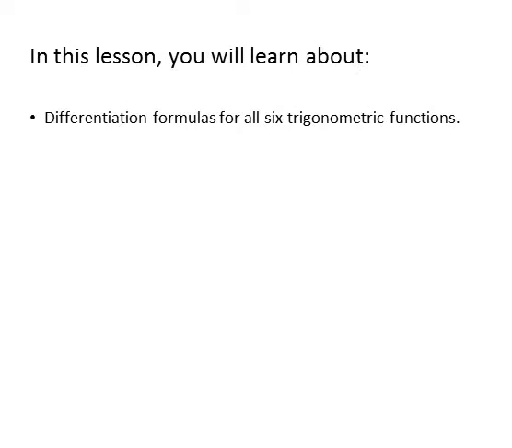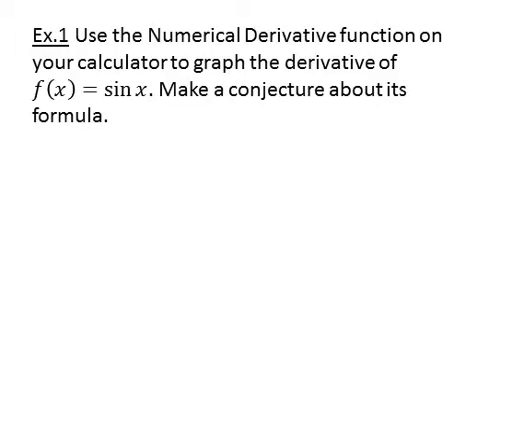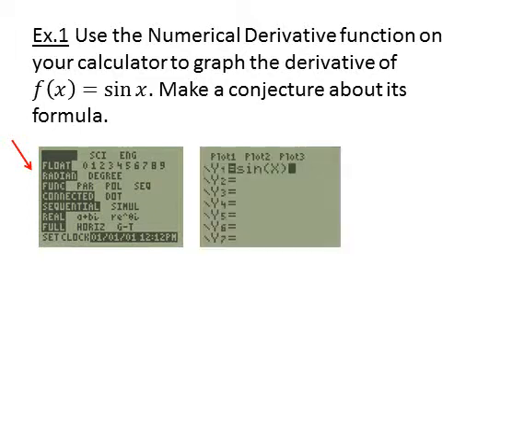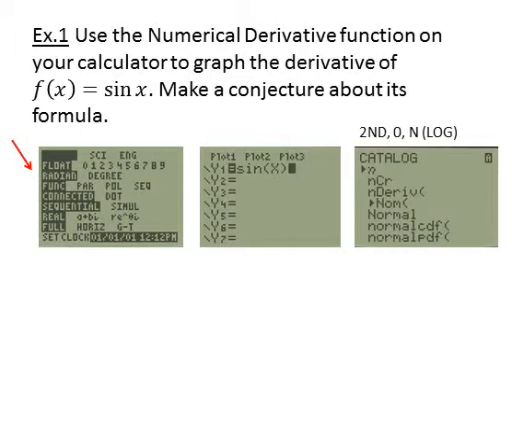In this lesson, we'll look at the derivative formulas for all 6 trig functions. Let's start by using a calculator to graph y equals sine of x and its derivative in the same window. If you're following along on your calculator, start by checking to make sure your calculator is in radian mode. You can enter sine of x as the first function in your y equals screen. Then move the cursor down to y2.